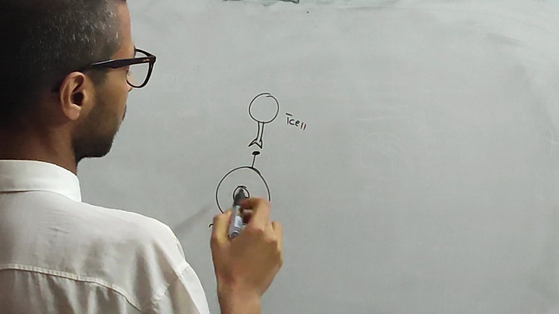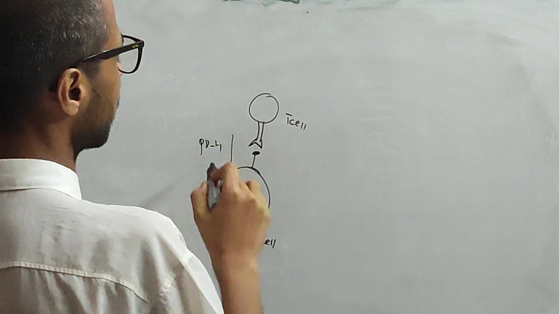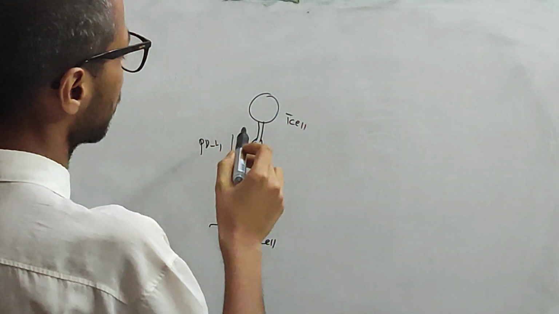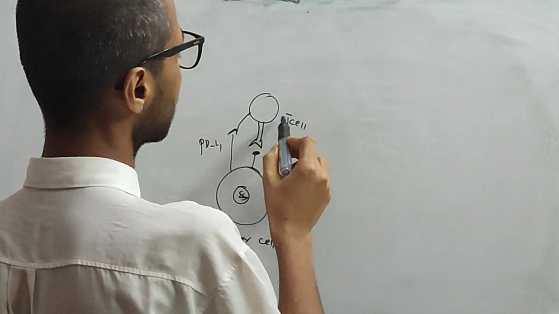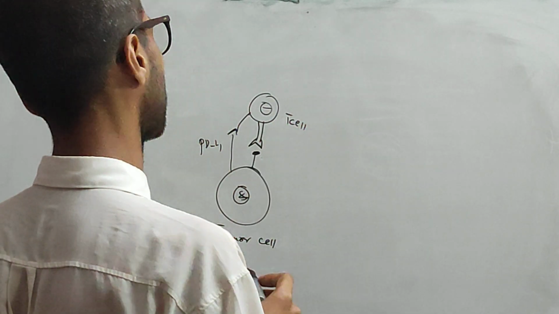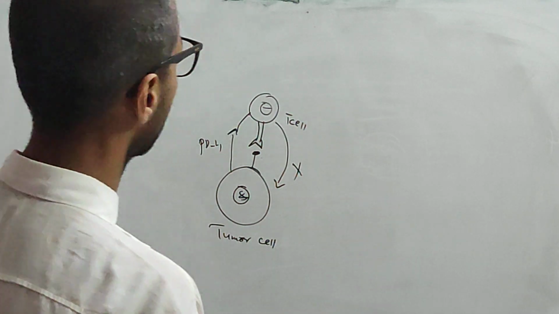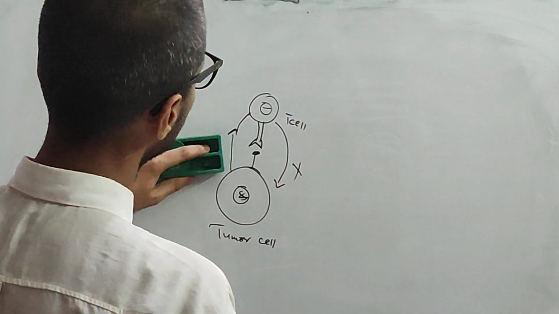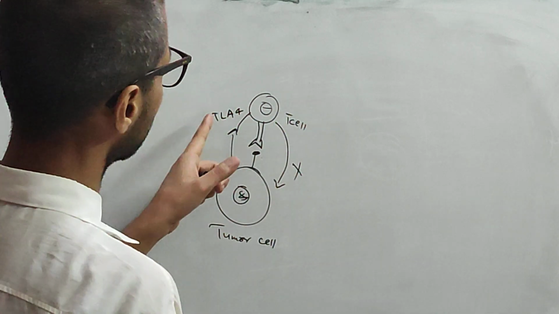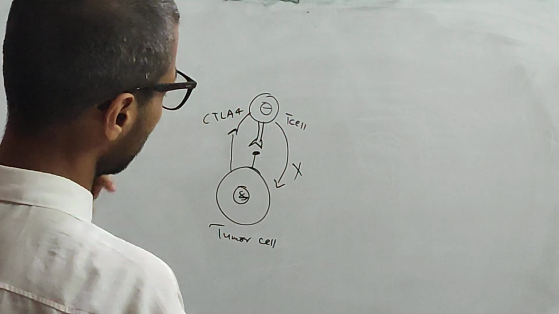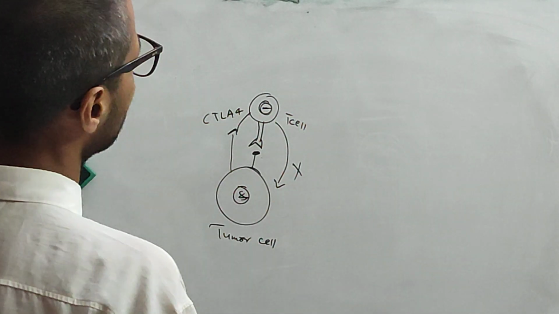But this tumor cell has one trick. It expresses PD-L1 ligand. When there is engagement of the PD-1 with the PD ligand, this T cell becomes inhibited. So this T cell cannot kill the tumor cell. Similarly, the T cell has CTLA-4, called cytotoxic T lymphocyte associated antigen. When it interacts with the receptor on the tumor cell, it becomes inhibited, and thus it cannot kill the tumor cell.